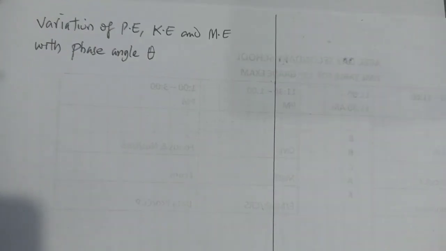Okay, in this video, I'll be explaining the variation of potential energy, kinetic energy, and the total or mechanical energy of a body in simple harmonic motion. How do these energies vary with the phase angle, theta? So that's what I'm looking at in this video.